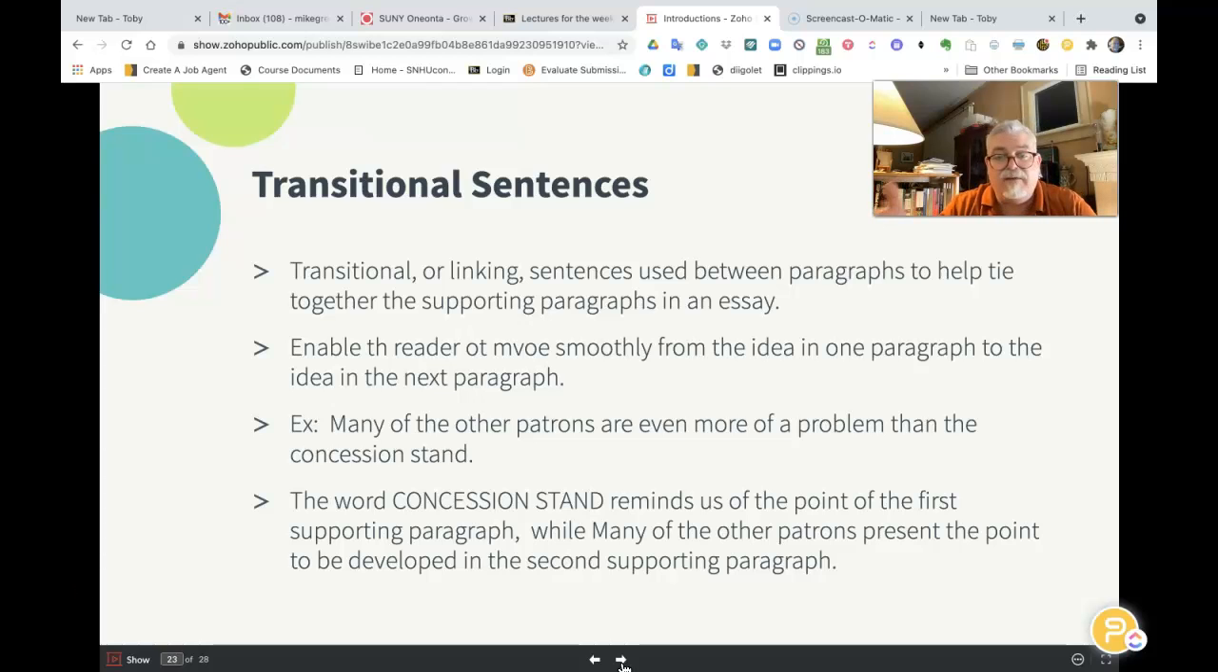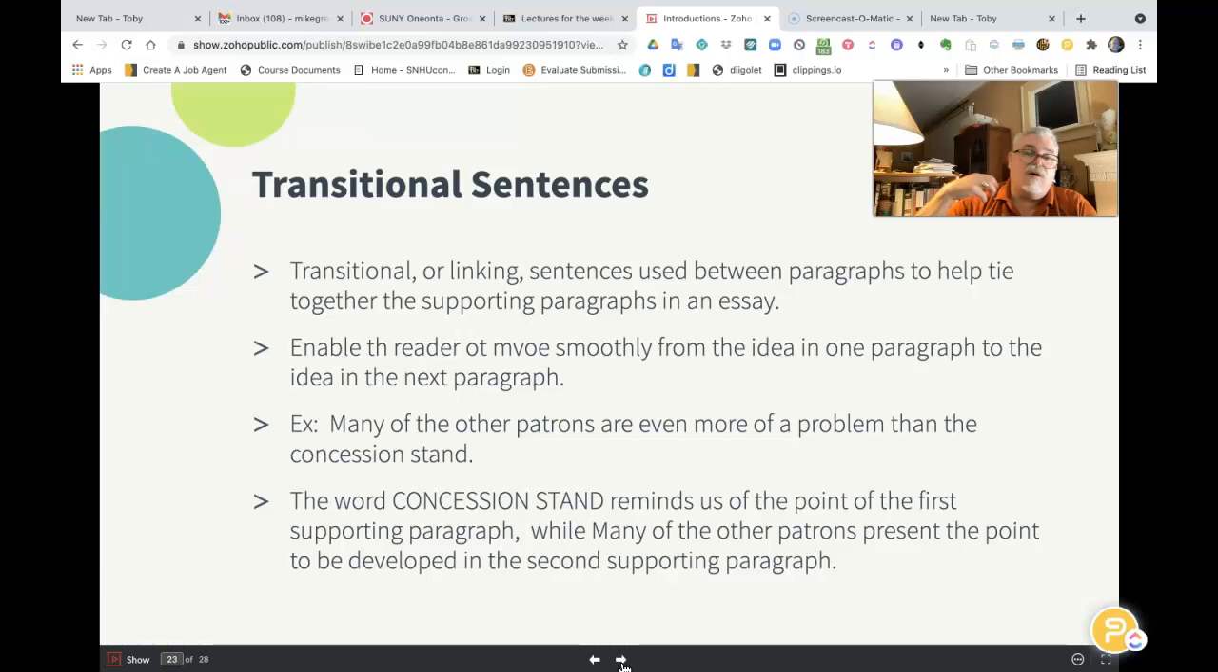Here's a good question. Many of the patrons are even more of a problem than the concession stand. Okay, this is an example. You're thinking, what are we talking about? Well, in this sentence, the word concession stand would remind people of the point of the first supporting paragraph, which supposedly we just read. While many other patrons present the point to be developed in the second supporting paragraph, you are linking it to what happened in the paragraph before.